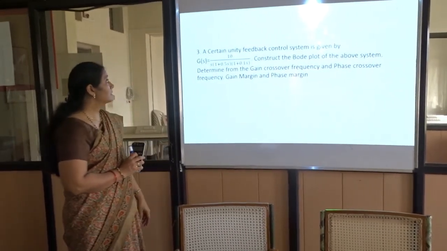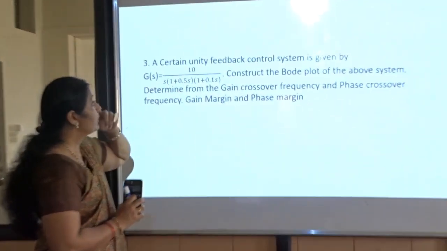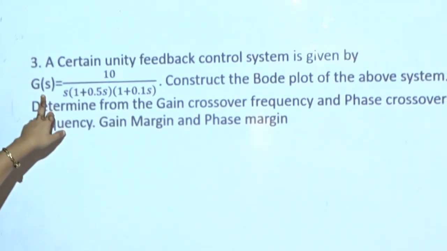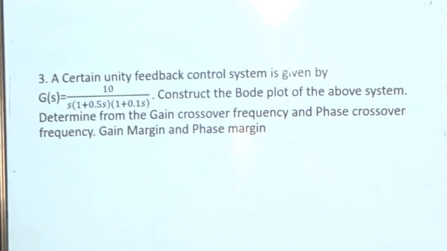Problem. This is something similar to what we have done. Say a certain unit feedback control system is given by G(s), which is equal to this equation. Consider the Bode plot and find out the crossover frequencies and the gain margins.